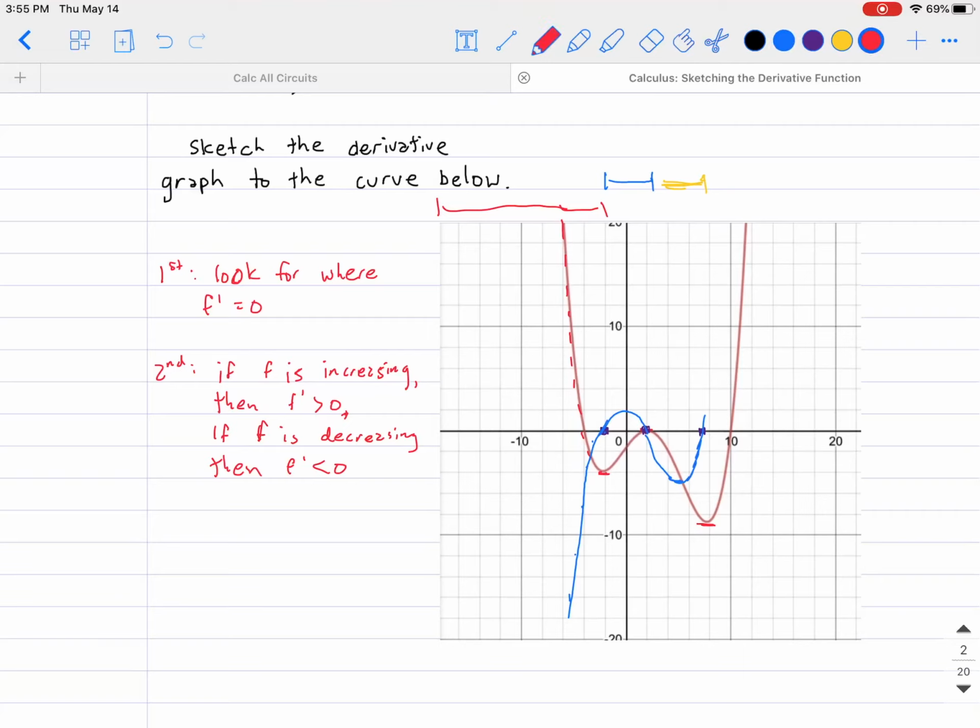And finally, for the last part, everything that is greater than 3.8 or so, the graph of the original, the red, is increasing. So that means the derivative should be positive. As x increases, notice the slope is getting steeper and steeper and steeper. So that means the derivative value is going to be a positive number, and it's going to get bigger and bigger and bigger. So that right there is the sketch of our derivative.